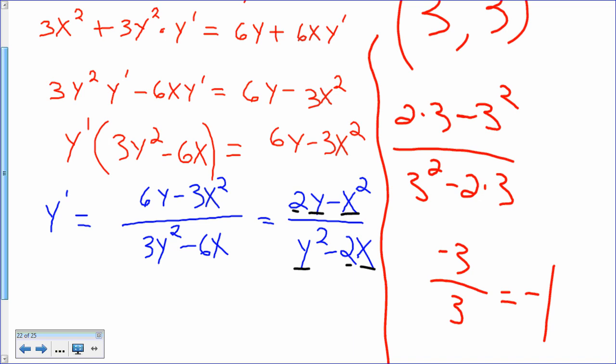Just when we start plugging in, should we set that equal to m, or should we do y prime? Y prime. It's y prime. You could go like this if you wanted to: y prime of (3, 3). Okay. It's m. The slope of the tangent line. It's both.